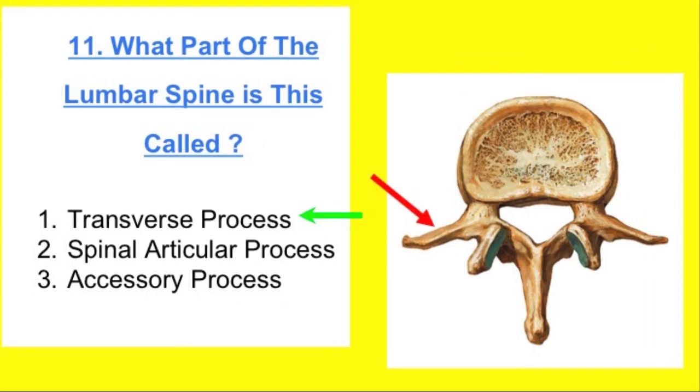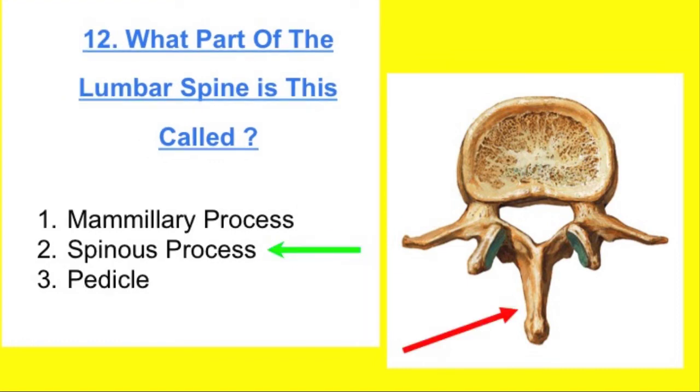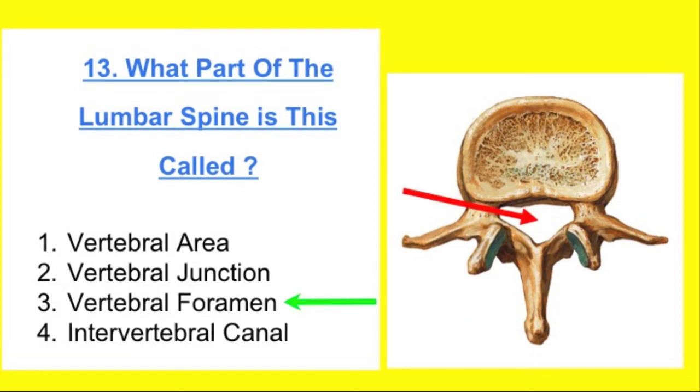Question 11. What part of the lumbar spine is this called? The answer is 1. Transverse process. Question 12. What part of the lumbar spine is this called? The answer is 2. Spinous process. Question 13. What part of the lumbar spine is this called? The answer is 3. Vertebral foramen.